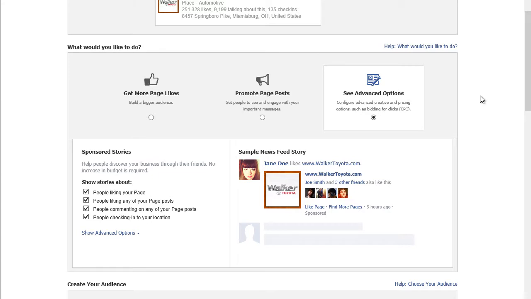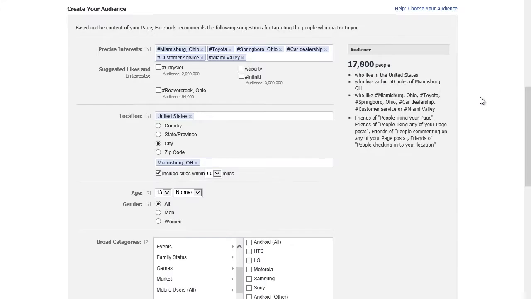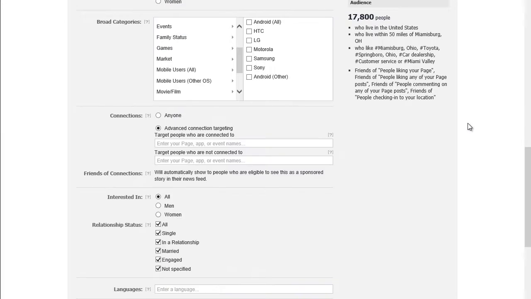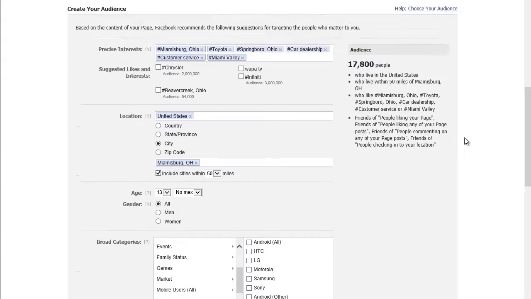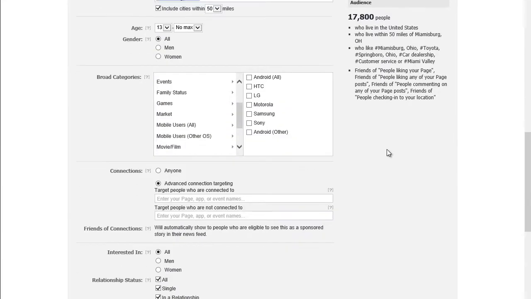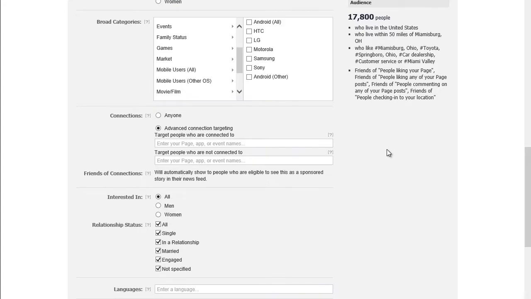Now we're actually inside of creating an ad. We're going to get into this in another video, but I want to show you something. I want you to look at some of the targeting options for a particular website. And don't pay attention to all these numbers at this point. We'll explain to you what these mean. In particular, here's what you'll notice. There are some advanced connection targeting options. You can literally target people who are connected to other people. You can target people who are not connected to other people. You can target people who probably like a page or a specific app or an event.